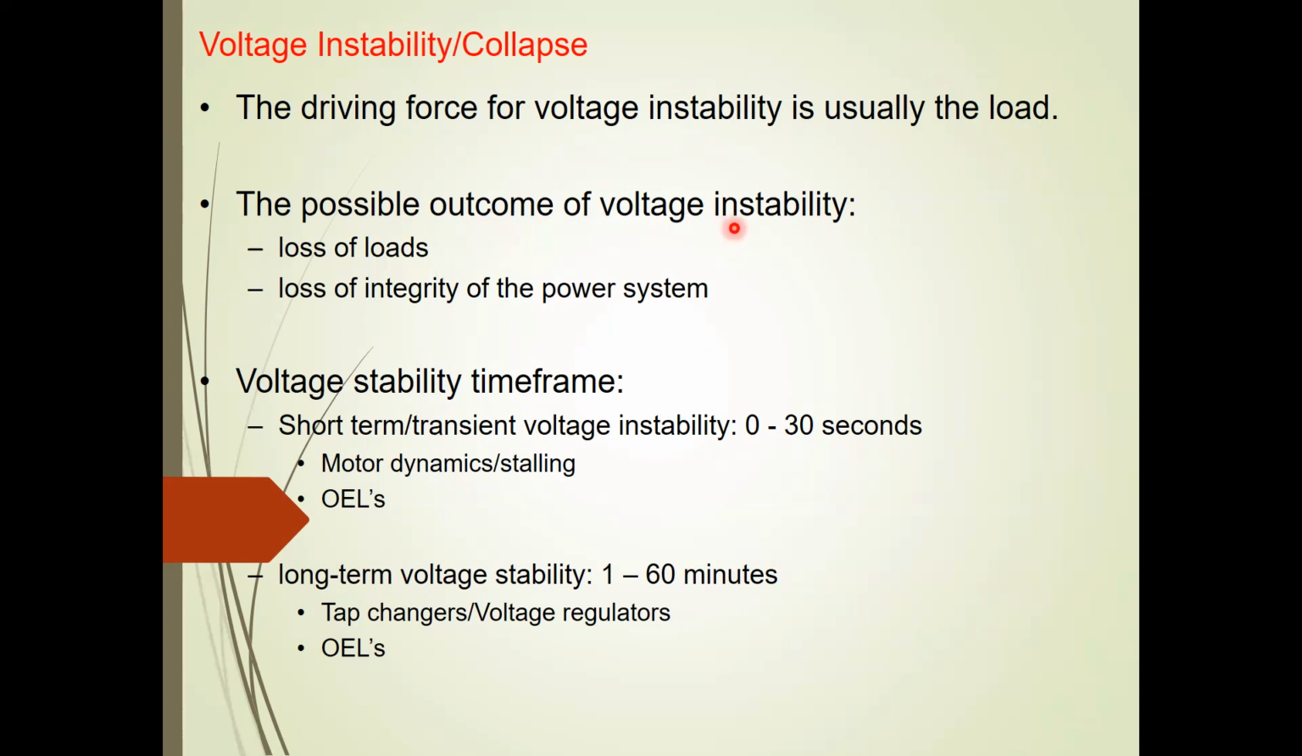Because of the voltage instability occurrence, you may have loss of load. You may have the loss of integrity of the power system. That is possible. And here it shows what could be the time frame for voltage stability. It could be in the range of 0 seconds, 1 second, up to 30 seconds.